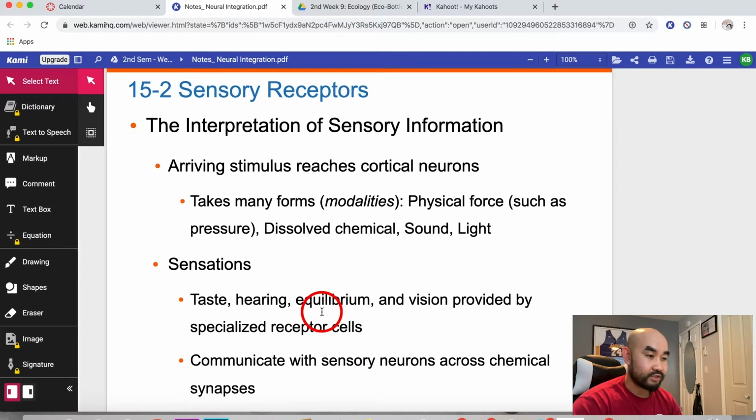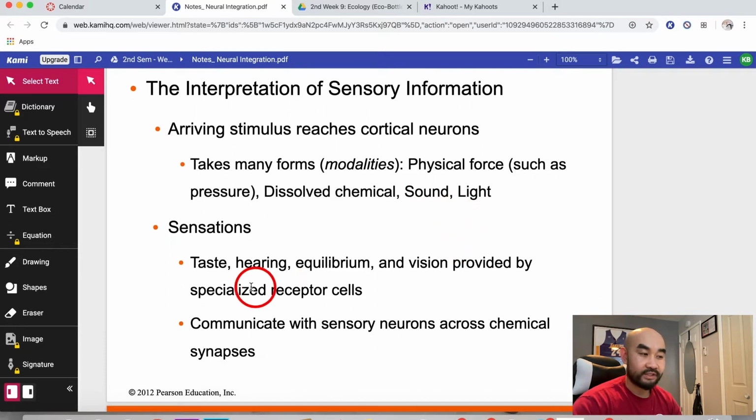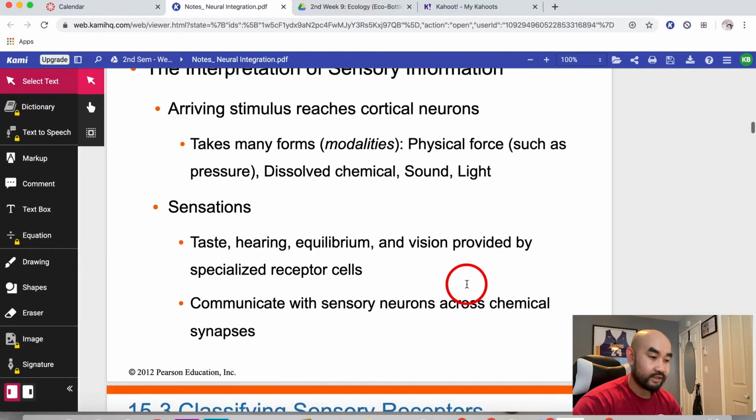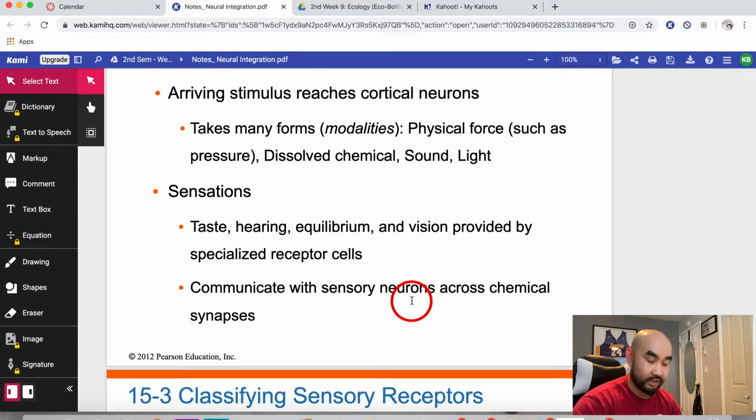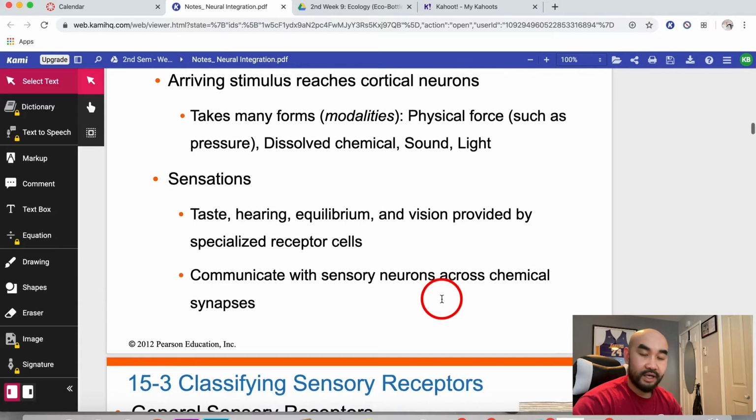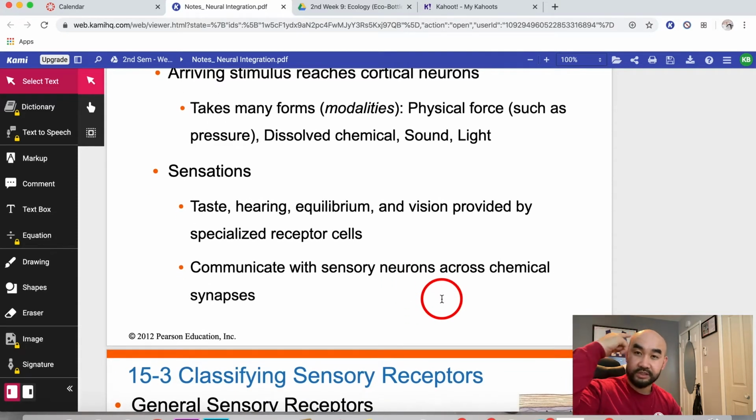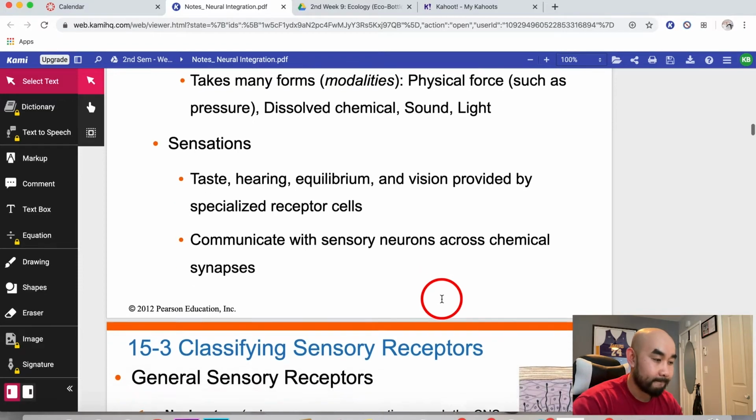So speaking of sensory information, you either have a physical force, or you have a dissolved chemical, sound, or light. Those are the things that help us sense. Some of the sensations that we might have would be taste, hearing, equilibrium, which means balance, and vision. And then it communicates with a sensory neuron, which picks them up and sends it to an interneuron, which is either our brain or spinal cord, and then it processes the information and sends it to a motor reflex arc. So review your reflex, okay?